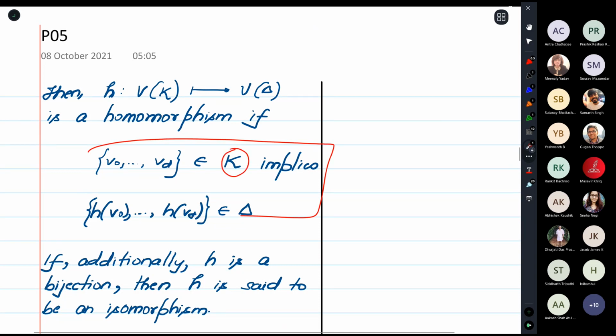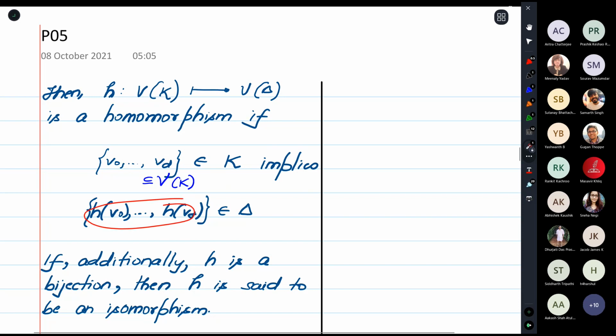Let's say K is a simplicial complex, which means it's a collection of sets. So if V0 to Vd is a collection of vertices, a subset of V of K, so this is a set. If this belongs to K, then H is a homomorphism if it implies that the collection of vertices H of V0 to H of Vd is also a set, a face in delta.